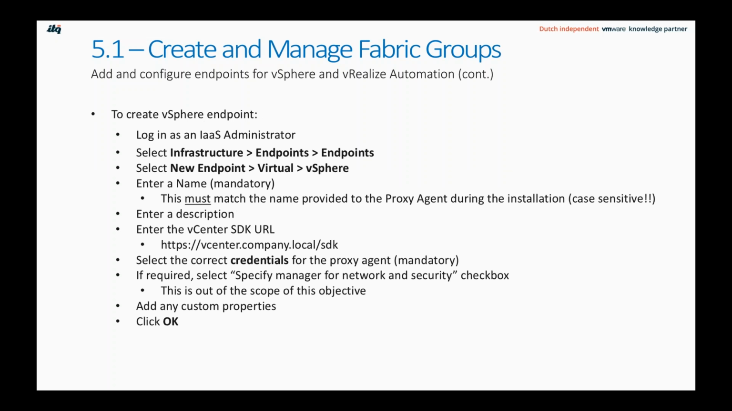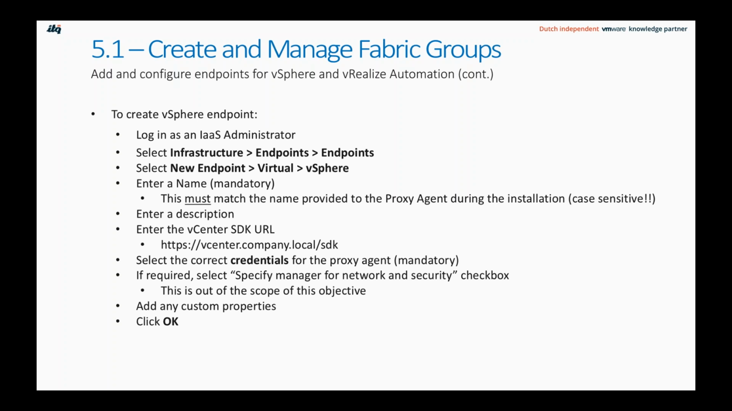So which steps do you need to follow to create a vSphere endpoint? You have to log in as the IaaS administrator onto the vRA portal. Then select Infrastructure, Endpoints, and Endpoints. Then select New Endpoint, Virtual, and vSphere. In the wizard you can enter a name, which is mandatory, and this will need to match the name provided during the proxy agent installation. Remember that it's case sensitive.